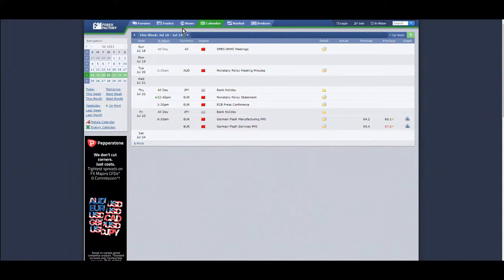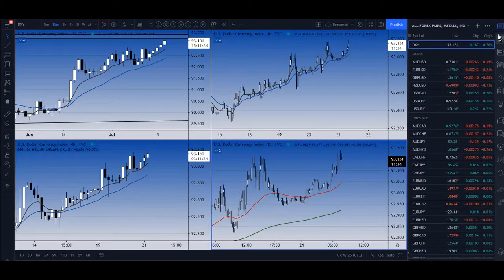Guys, it's Wednesday 21st of July 2021. No high priority news expected today. Okay, so that's the first thing we look at.